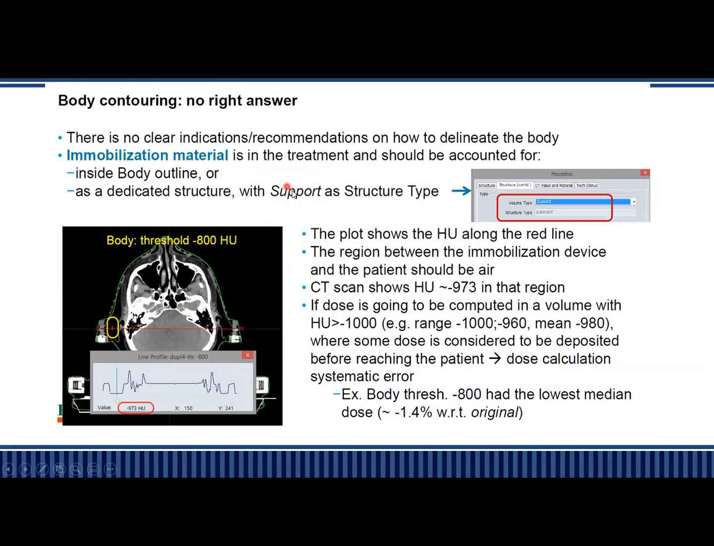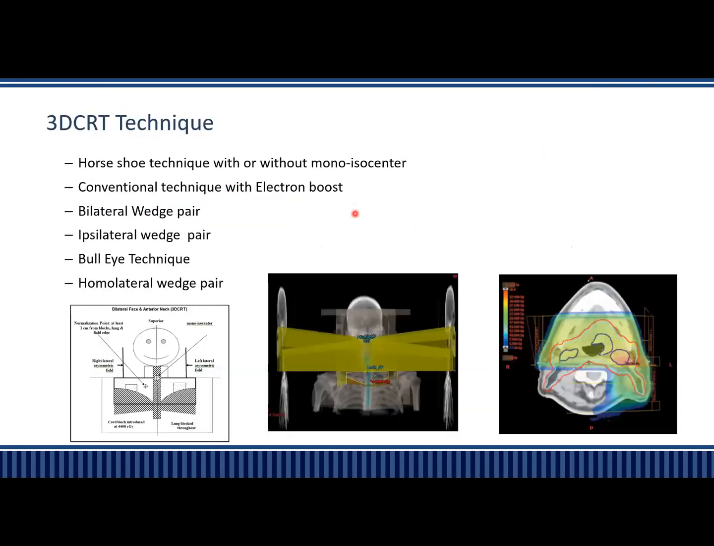So in Eclipse, there is a support structure option. I don't know about the Monaco system, how it incorporates the support structures. So this is a recommendation that these structures should be marked as a support structure and should be contoured, not as a part of the body, because the algorithm takes both things differently, and one has to understand how the algorithm is working.